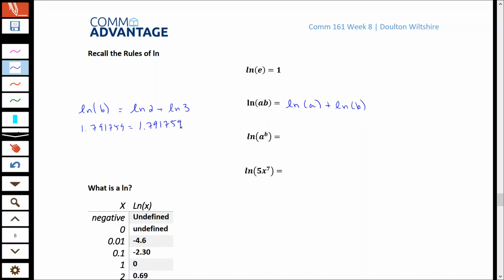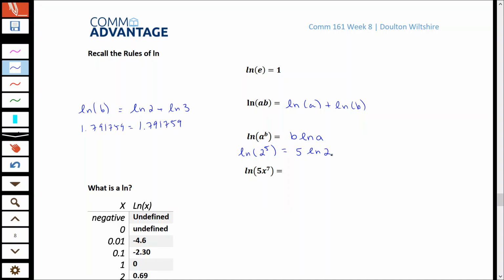If we have ln of some base with an exponent, this is the same thing as bringing that exponent out in front of the ln. So if I had something like ln of 2 to the 5, this is the same thing as 5 times ln 2.